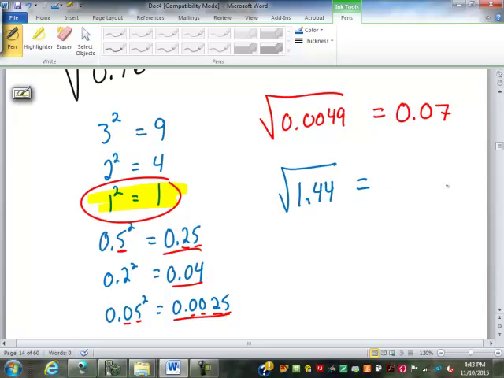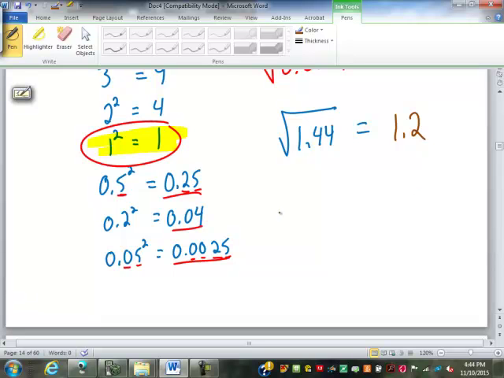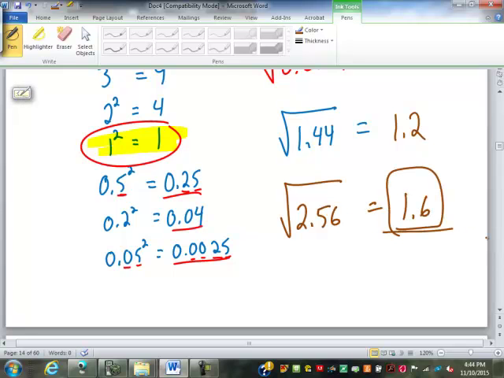How about the square root of 1.44? Now, before you punch this in, will it be bigger or smaller? It's going to be smaller. 1.44 is bigger than 1, so the answer will be smaller, and it will be 1.2. How about square root of 2.56? 1.6, perfect.